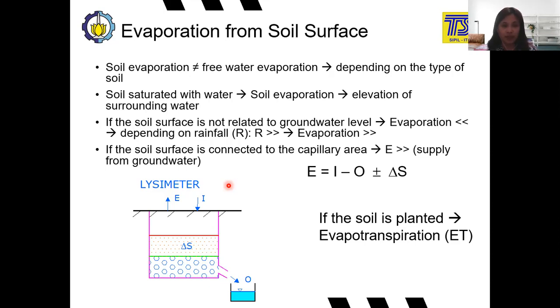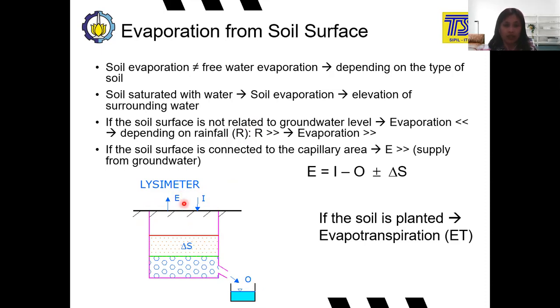From the previous one, we used the atmometer and the evaporation pan. They can only be used for the evaporation from the water surface, not from the soil surface. For the evaporation from the soil surface, we have to use this thing, the lysimeter.